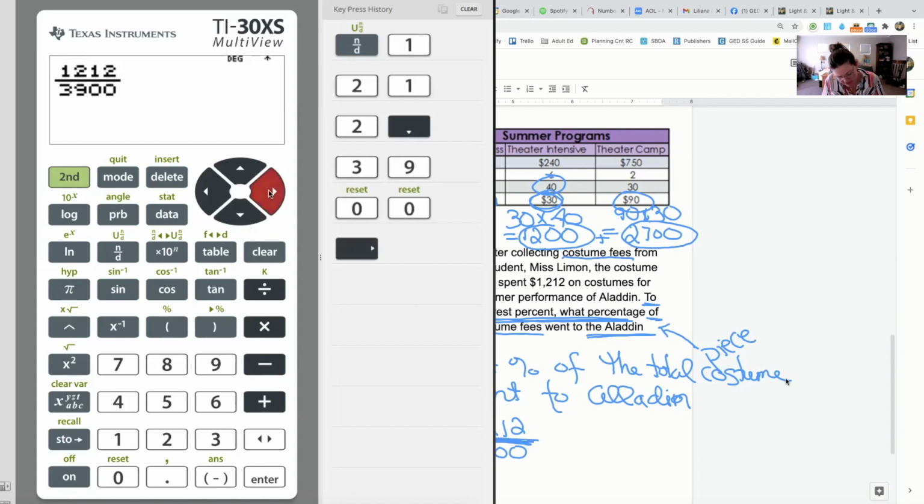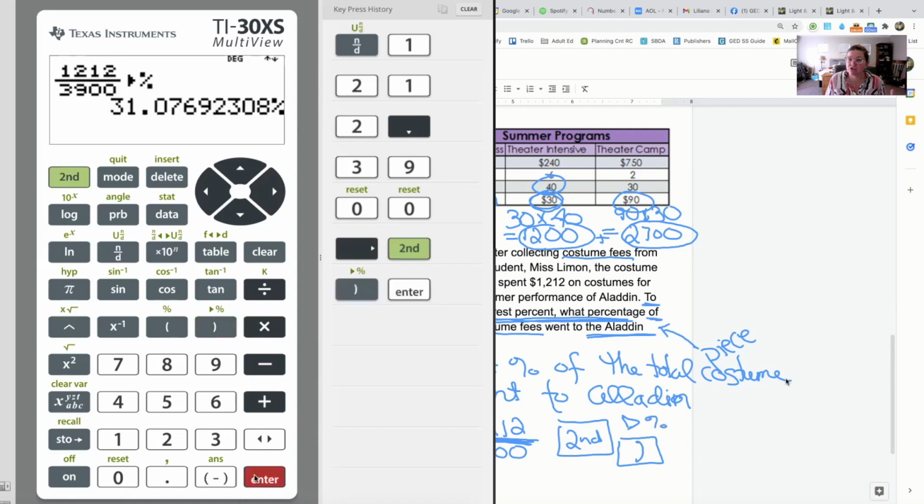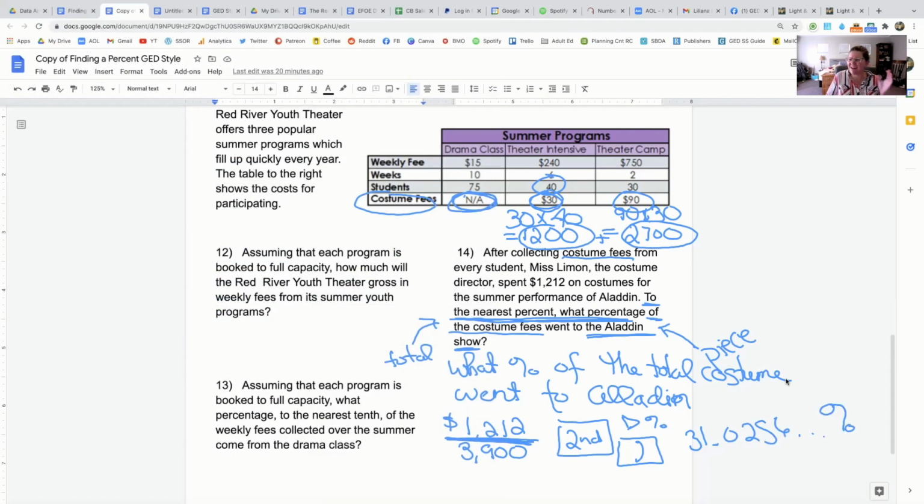Again, to get convert to percent, you're going to press second and then the close parentheses button, because right above that, it says convert to percent. Careful not to do the open parentheses button. That's not convert to percent. That's to use a number that's already a percent. And I get this 31 point yada, yada, yada, dot, dot, dot, percent. And once again, I got a gross number.